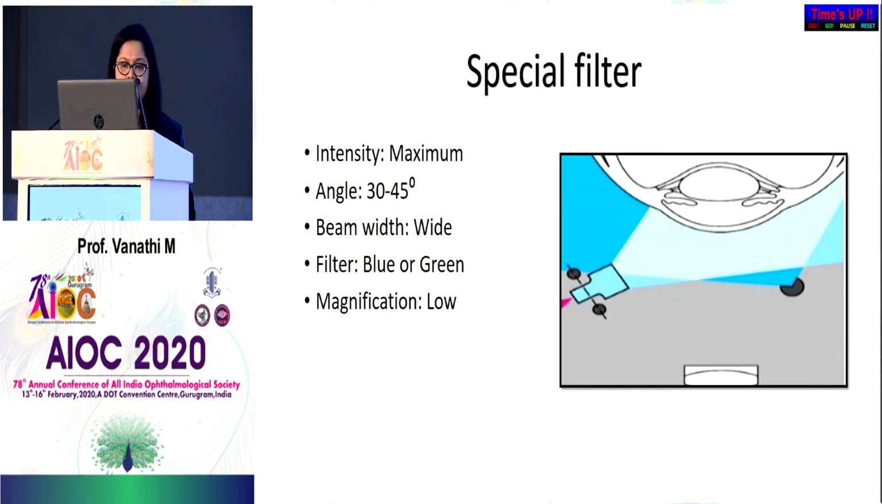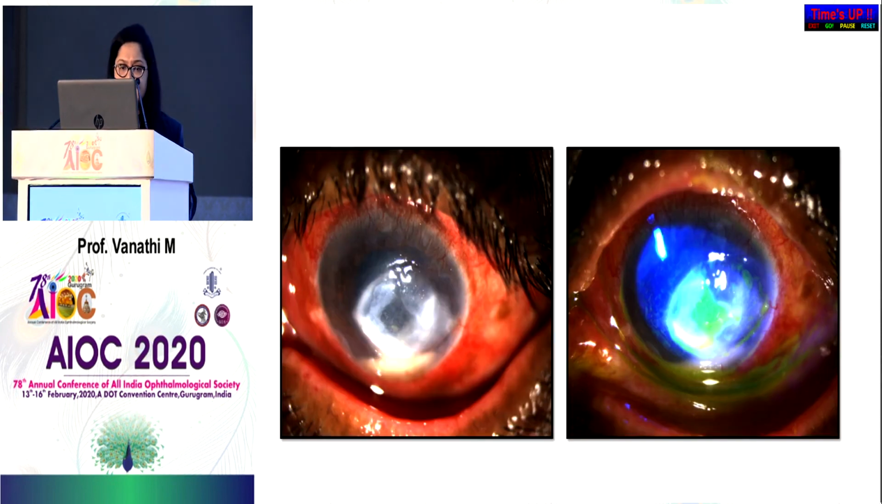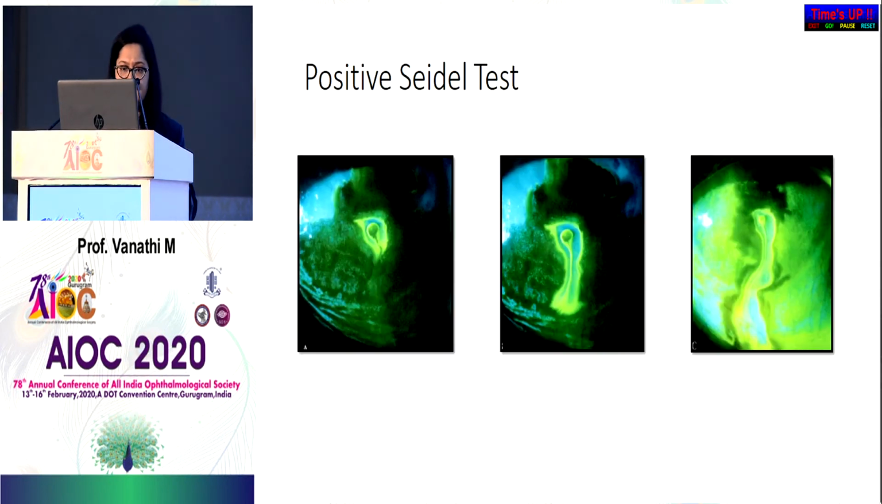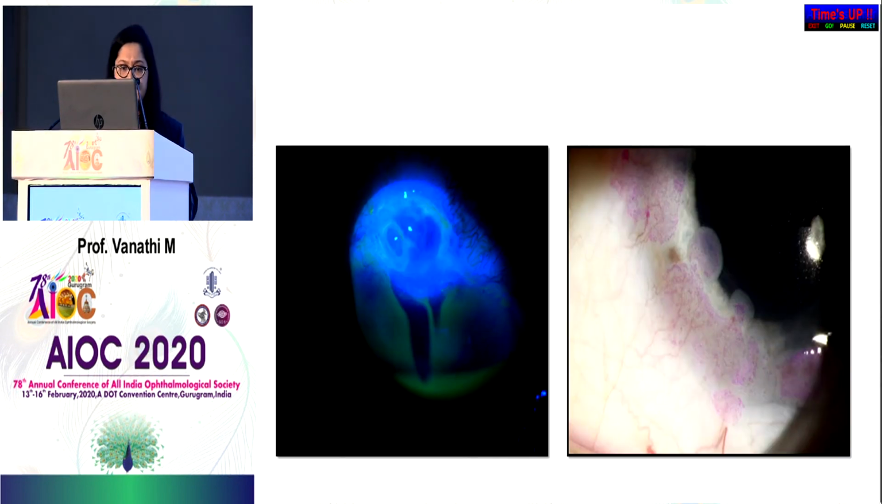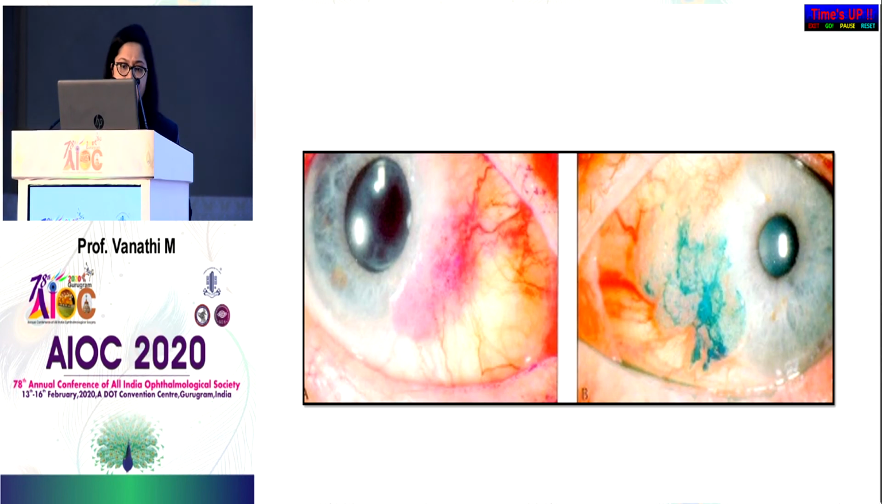We can also use special filters like red-free filter and cobalt blue filter. Here intensity has to be kept to maximum and angle 30 to 45 degrees, beam width is wide, filter blue or green, and magnification is kept low. Here we can use fluorescein and rose bengal staining. This is a case of fluorescein staining. Here you can see positive Seidel's test. There is a washout of the dye. In the first diagram you can see Seidel's is positive in a bleb leak. The second diagram is a rose bengal staining, which is seen in OSSN cases. Here again rose bengal and lissamine green staining is there.